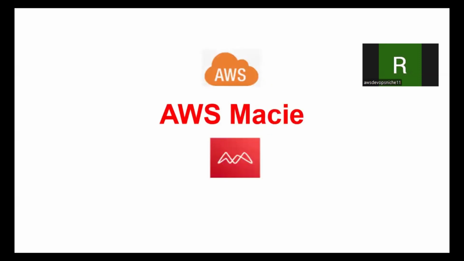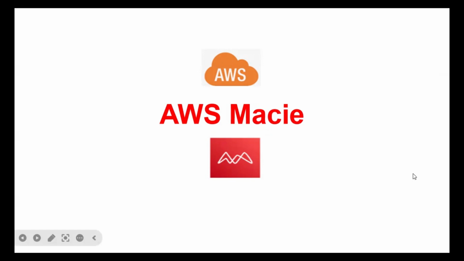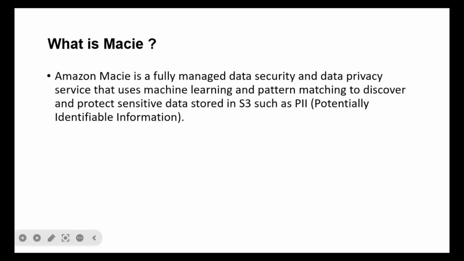So in this video, we are going to see about the service called AWS Macie. So what is the Macie service? Amazon Macie is a fully managed data security and data privacy service that uses machine learning and pattern matching to discover and protect sensitive data that is stored in the S3 buckets.